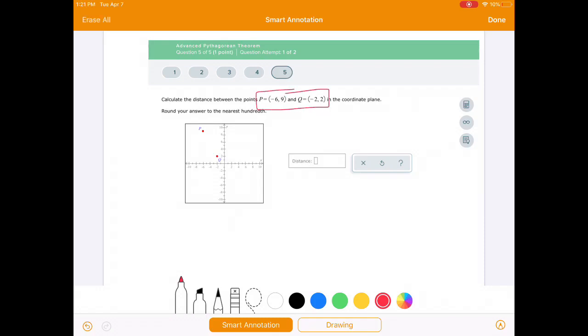So moving on to this next question, it's actually very much related to what we just did, except now they are giving us coordinates. And they were kind enough to put this on the coordinate plane for us. Point P, you see, is negative 6, 9. So they went to the left 6 and up 9 to get to P. And Q is negative 2, positive 2. So they went to the left 2 and then up 2 from the origin to plot that point. Once again, they're asking for the distance between these 2 points. And there is no triangle. There's actually no segments at all right here. But we can make our own right triangle.